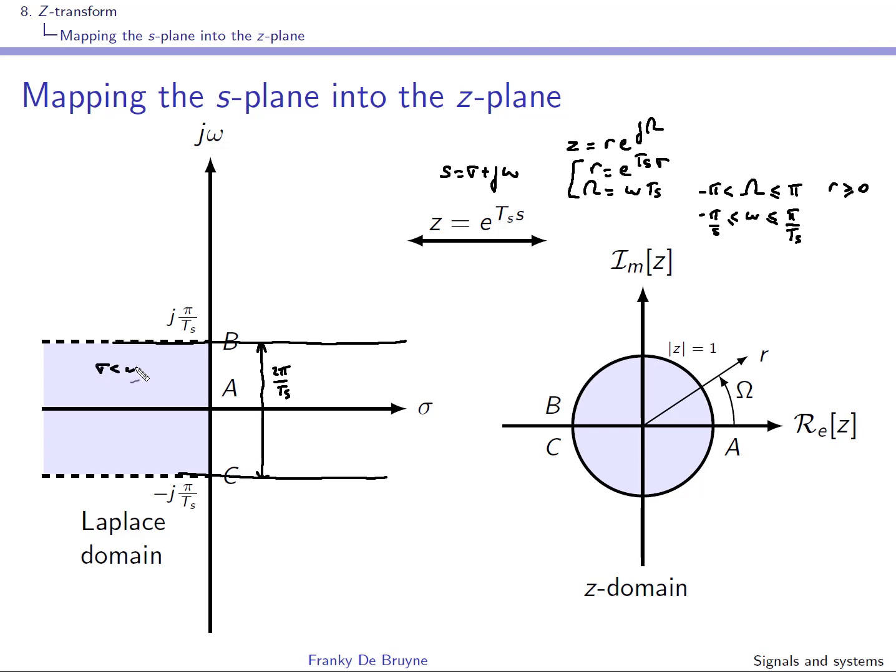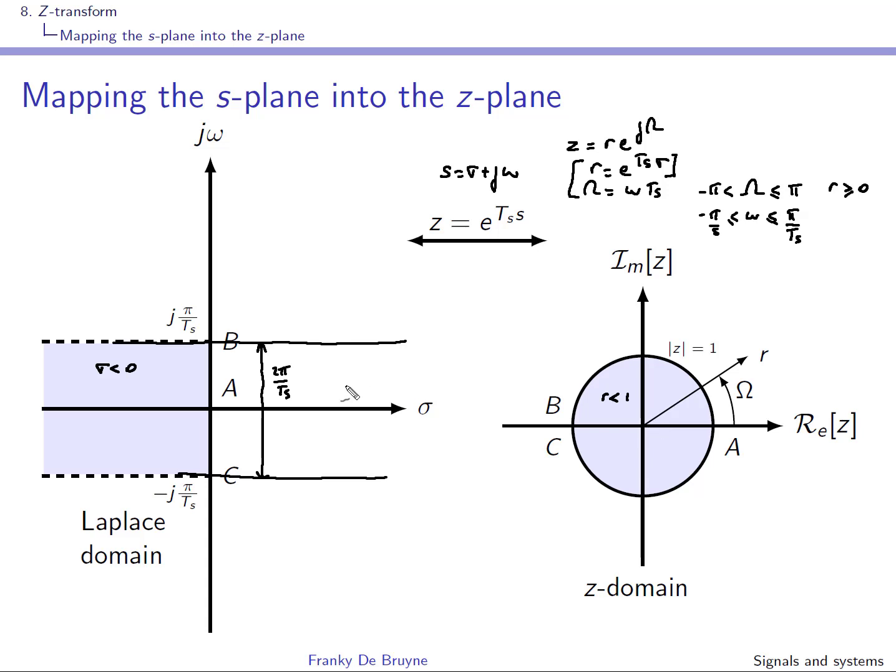We'll first have a look at the half strip that corresponds to sigma smaller than 0. If sigma is smaller than 0, you can see from this relation over here that this corresponds to r smaller than 1. And this is what is indicated here in gray. This half strip to the left of the j omega axis is mapped to the inside of the unit circle.